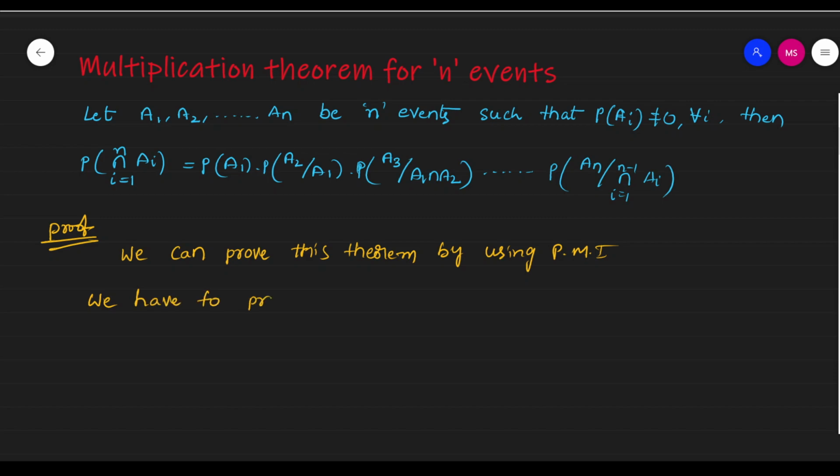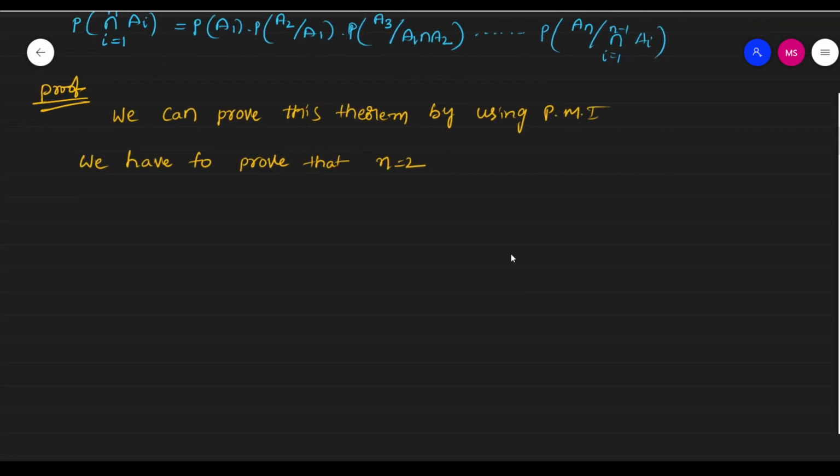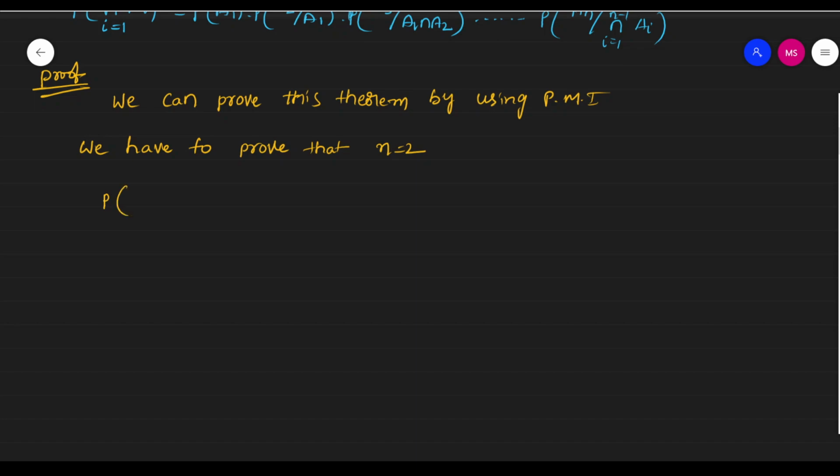We have to prove that for n equal to 2, that is, for two events, P of A1 intersection A2 is equal to P of A1 into P of A2 given A1. How is it possible? Very simple. Check the conditional probability.